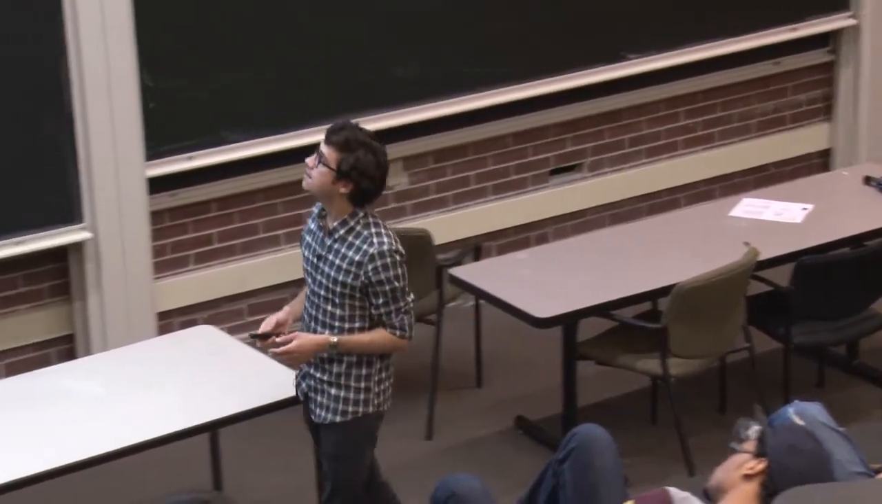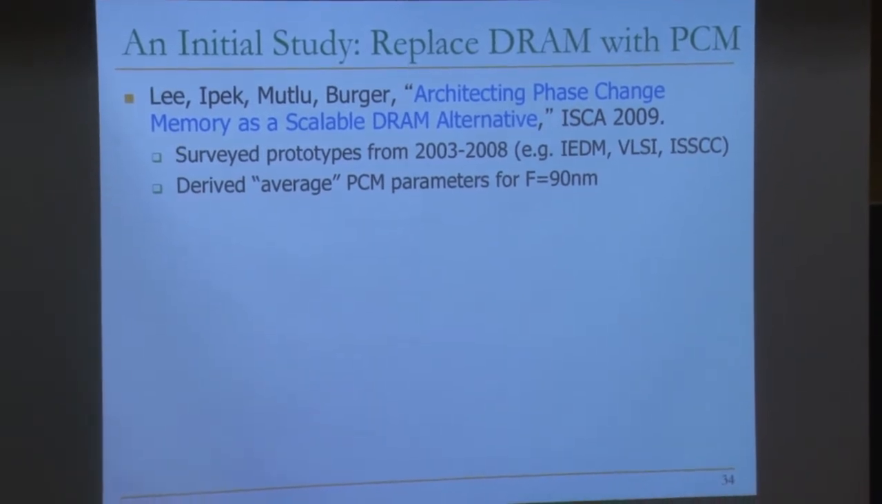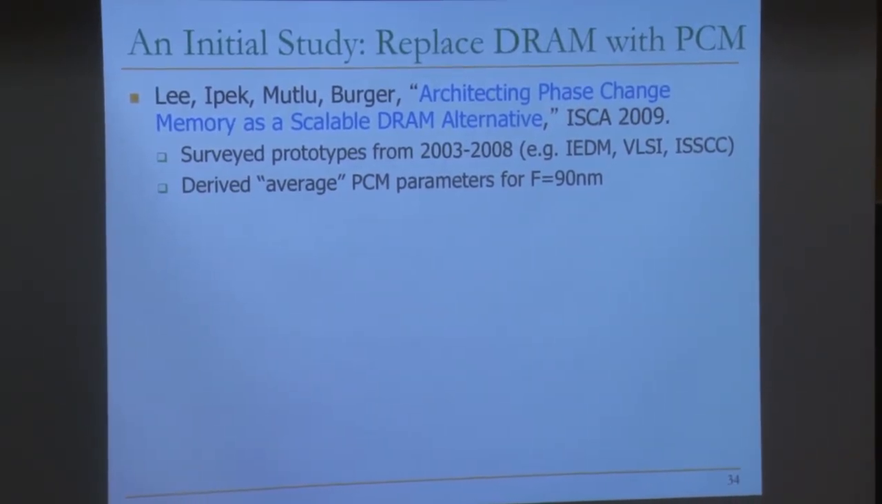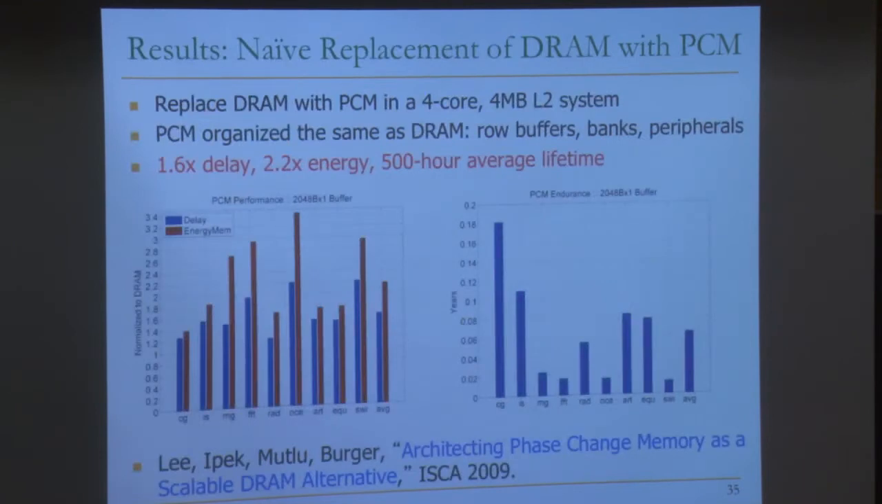So here is an initial study that Professor Mutlu worked on with some of his colleagues. And what they did was, like we said, they first surveyed a bunch of different devices to try and figure out what is the nature of PCM so that we can actually incorporate that into our simulators and model it accurately. And then they kind of found some average parameters. These are the parameters. That's cool. Here's what I think is interesting. So if you were to just naively replace DRAM with phase change memory, what would happen? Well, here's what would happen. You would have 1.6x the delay, so suddenly your main memory just got almost twice as long to access.